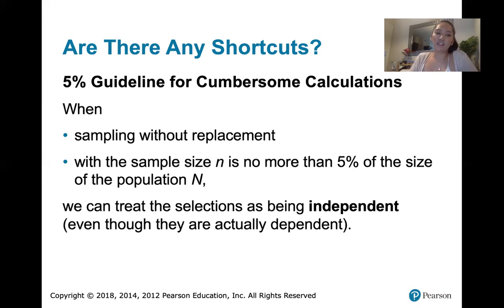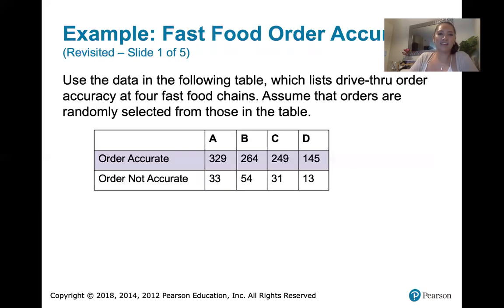In that case, we can treat the selections as being independent, even though they're actually dependent. We're sampling without replacement, so that means they're dependent. But if the sample size is less than or equal to 5% of the size of the population, you can treat them as independent. That's what Mario Triola is saying here.